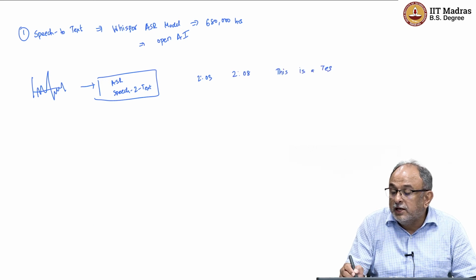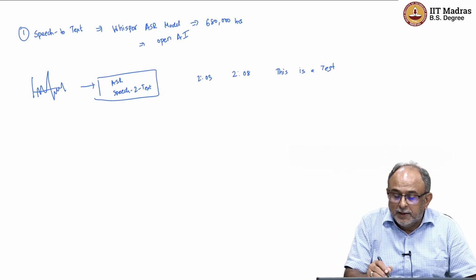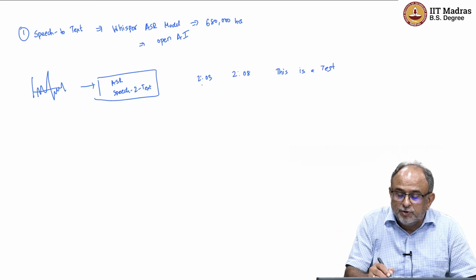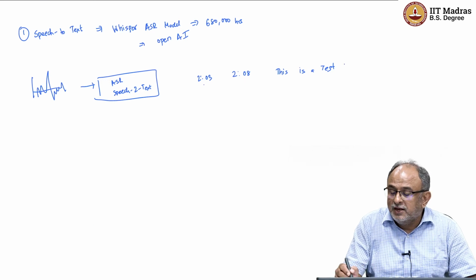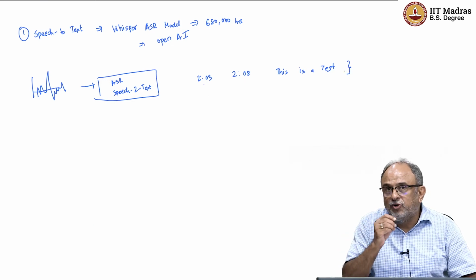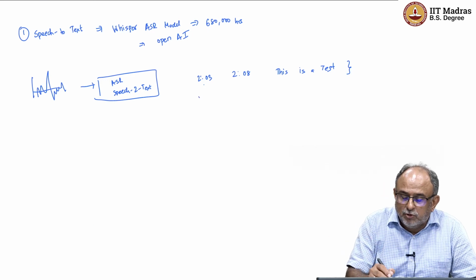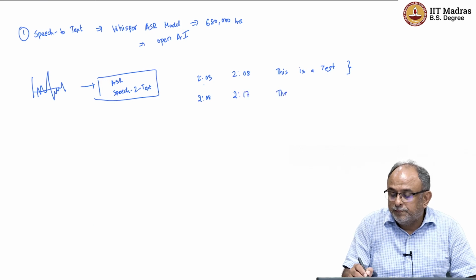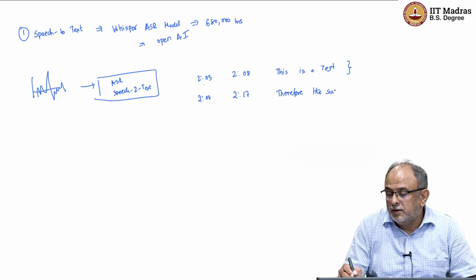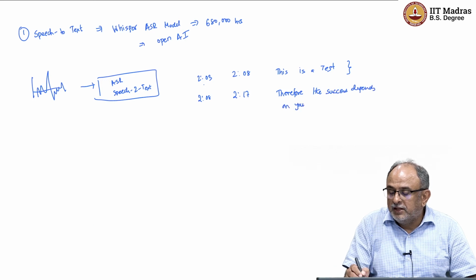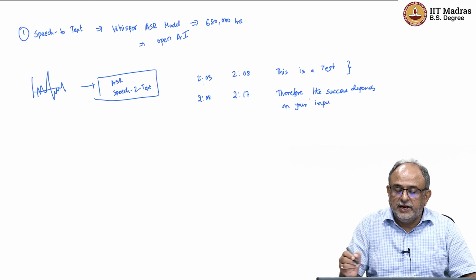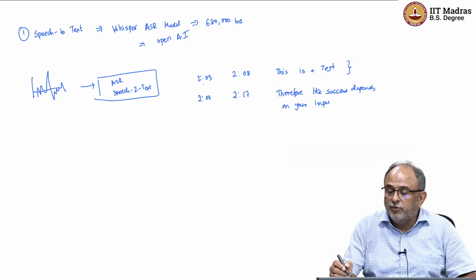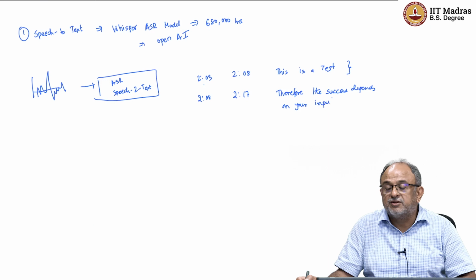Okay. So it is not telling you who spoke when, that part is not there, but it is going to say that in the audio clip from 2 minutes 3 seconds to 2 minutes 8 seconds, the words "this is a test" were said. Okay. Then 2 minutes 8 seconds to 2 minutes 17 seconds: "Therefore, the success depends on your input" or something. So this means that in the audio or speech clip from 2 minutes 8 seconds to 2 minutes 17 seconds, the following words were said. Therefore, the success depends on your input.